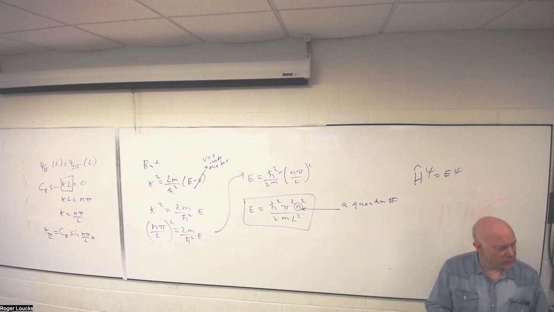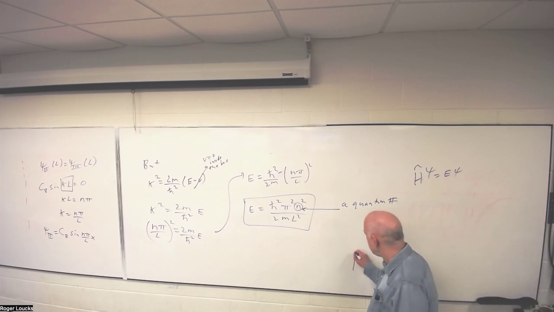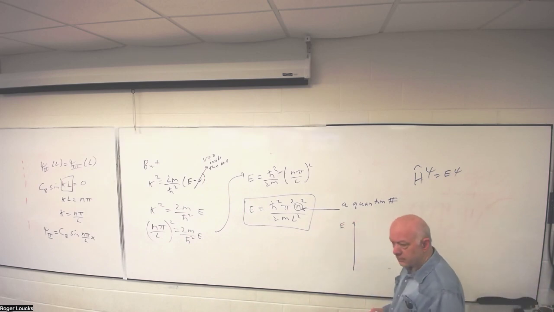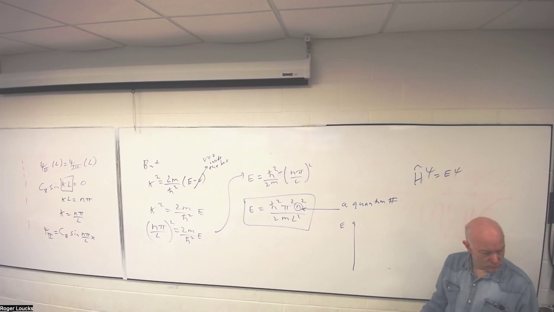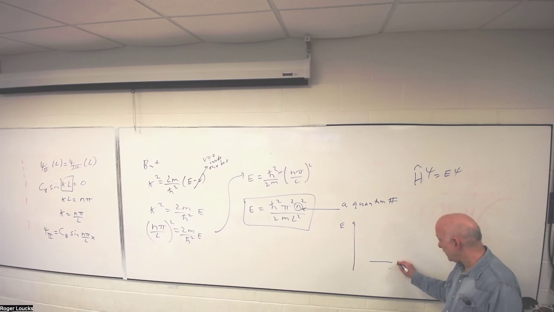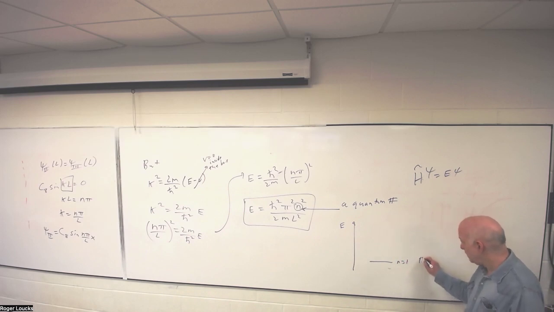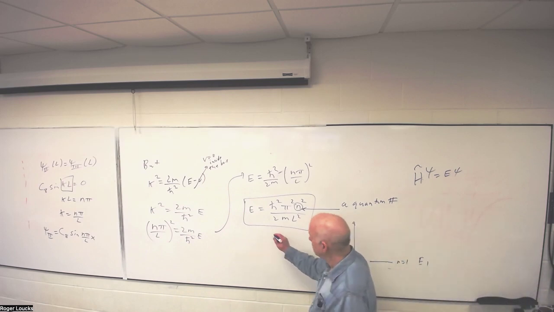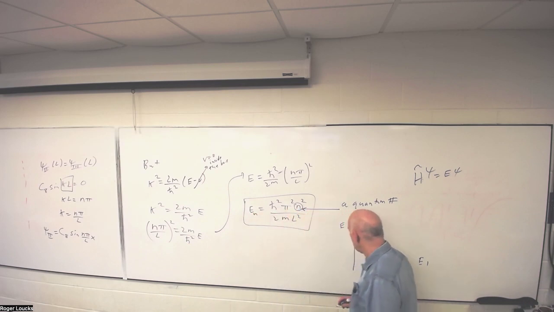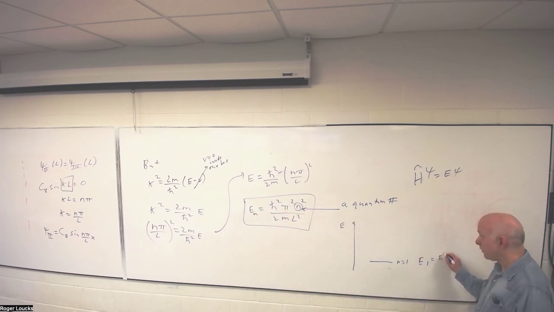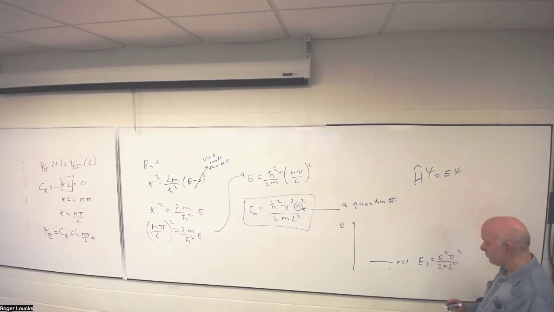So this is what we have. What would this look like if I graph it? I could have n equals 1. So this would be this value here, n equals 1, and this would be E1. So I'm going to put a little n down here. I'm going to have them match up. And this will be h bar squared pi squared over 2mL squared.